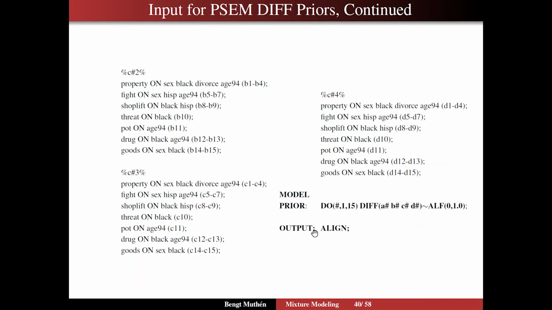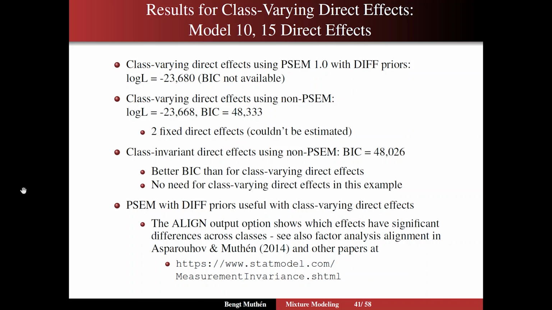Then we have the align output statement here, which is going to compare results across classes for each of these direct effects in a very informative and concise way. So on slide 41, I take a look at the results for applying class varying direct effects. Again, Model 10 with 15 direct effects now allowed to be varying across classes.